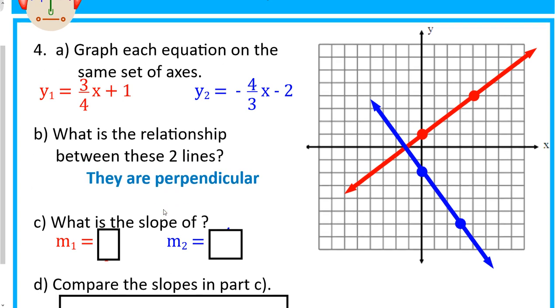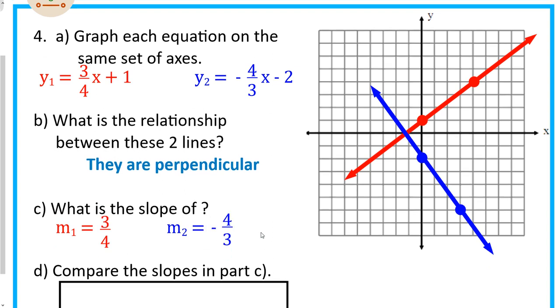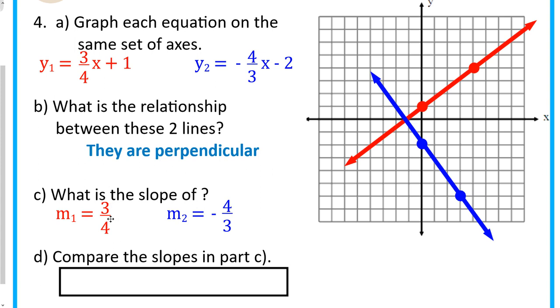What is the slope? So let's take a look at the slopes. M1 has a slope of 3 over 4. M2 has a slope of negative 4 over 3. So take a look at these two slopes, right? What is similar about them? How do you think we can get the second slope from the first slope? Do you notice that the numbers have swapped and the sign has changed?